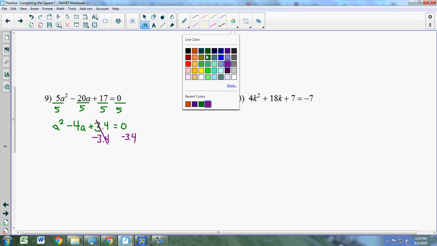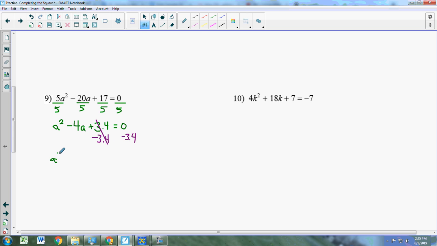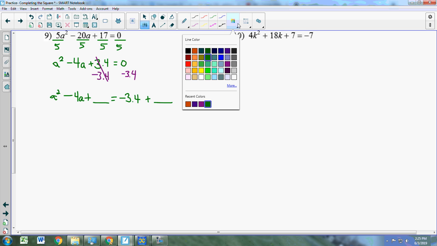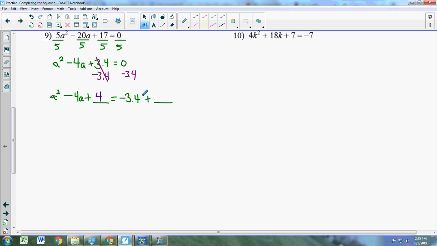And then we will have a squared minus 4a plus blank equals negative 3.4 plus blank. All right, now we're going to fill in the blank like we normally do. That's going to be half of the negative 4, which is negative 2. Square that, so negative 2 times negative 2 is positive 4. We're going to add that to both sides.